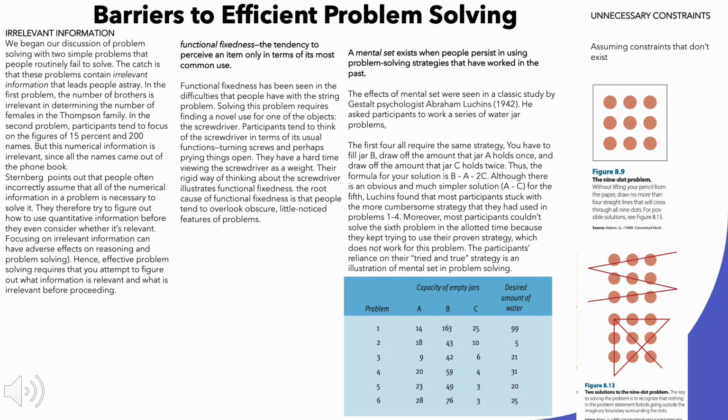Barriers to efficient problem solving from the textbook. Irrelevant information. People often incorrectly assume that all of the numerical information in a problem is necessary to solve it. They therefore try to figure out how to use quantitative information before they even consider whether it's relevant. For example, the phone book problem. Functional fixedness. The tendency to perceive an item only in terms of its most common use. For example, not thinking you can use a screwdriver in other ways. Mental set. Reusing old problem solving techniques. For example, the water jar set. Unnecessary constraints. Assuming constraints that don't exist, like the 9-dot problem.